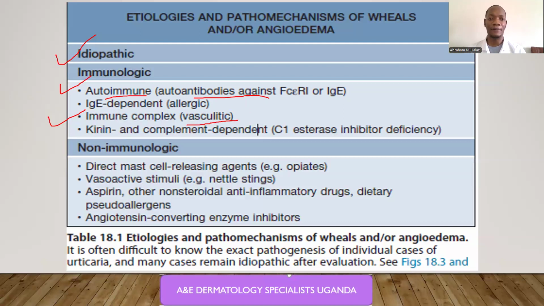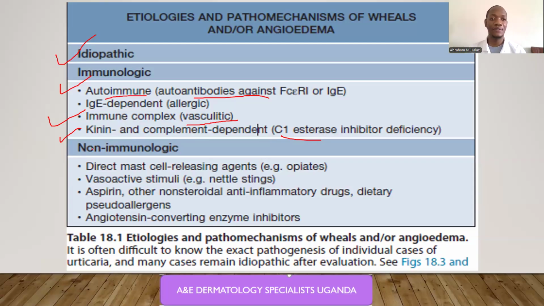Then we also have another component of the kinin system and complement dependent system, the C1 esterase inhibitor deficiency. Every time you activate the complement system, it is regulated by producing proteins that inhibit the process. One of those proteins is the C1 esterase inhibitor, which sometimes tends to be deficient in some individuals. And at the end of it all, you end up with urticaria lesions because you cannot inhibit the kinin and complement pathway.